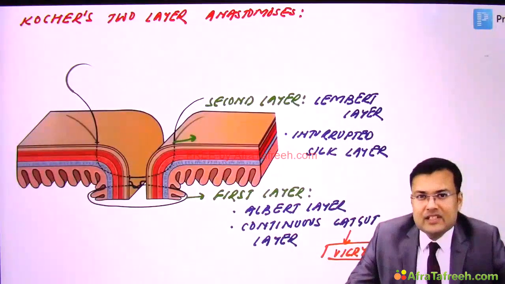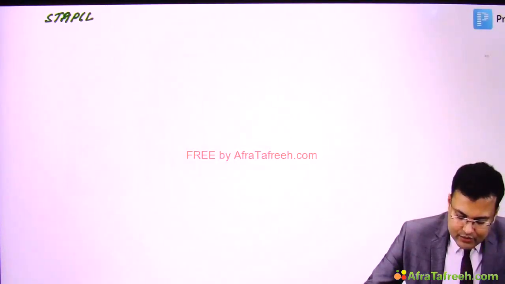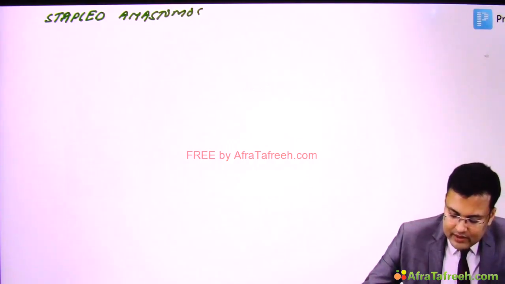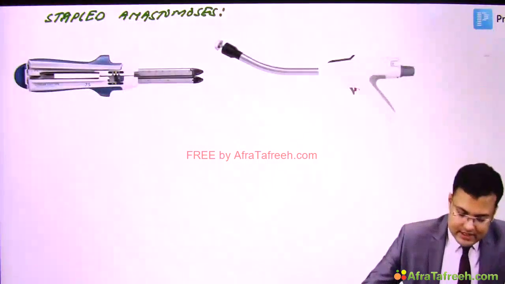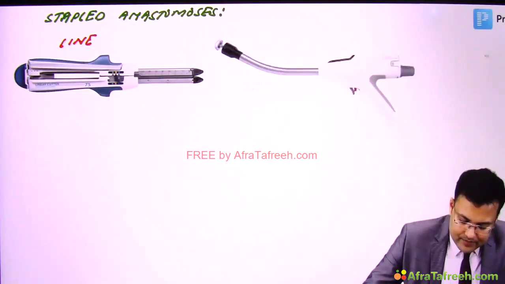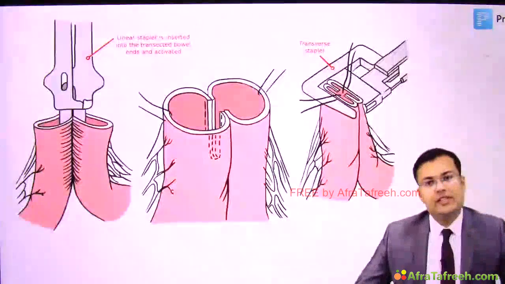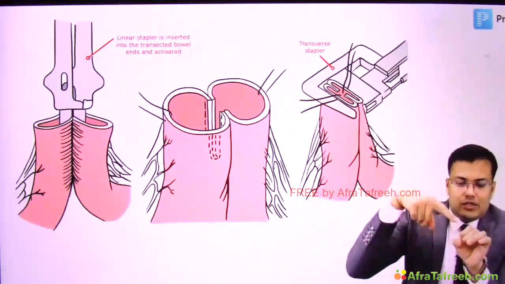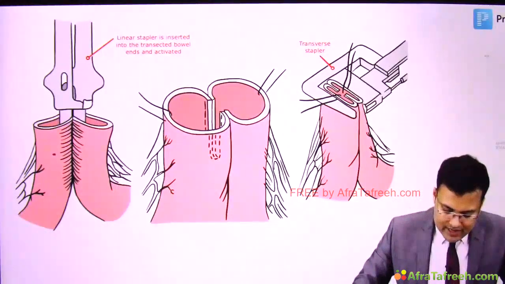The third type is stapled anastomosis. For stapled anastomosis, we usually use two types of stapler: one is the linear stapler and one is the circular stapler. Here you can see the linear stapler. Suppose these are the two ends of bowel. I insert one limb into one part of bowel, the second limb into the other, and then fire the stapler.